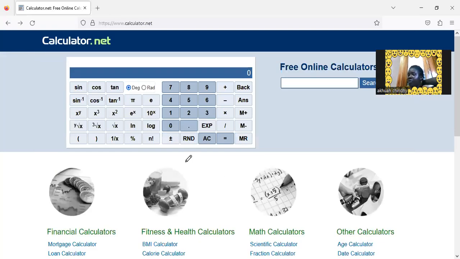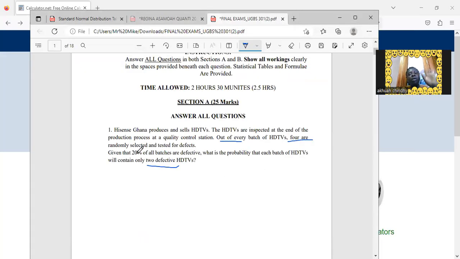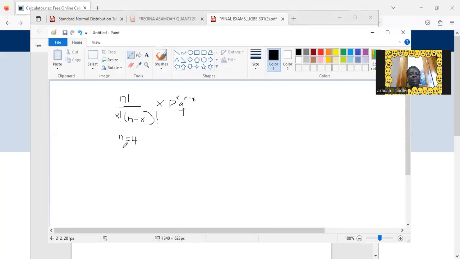Then we are looking for x. Let's go on to the question. Given that 20% of all batches are defective, what is the probability that each batch of HDTVs will contain only 2 defective? So the question is asking you to find only 2 defective. So this 2 becomes our x. So x here is equal to 2.